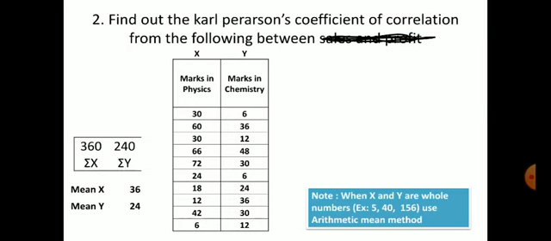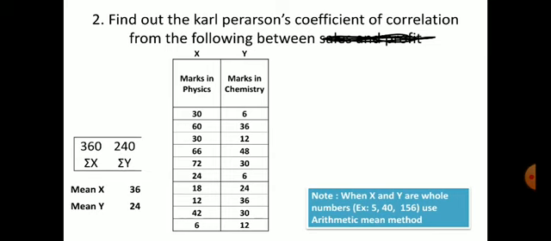Alright then, see here, between the marks in physics and marks in chemistry. What you have to do now, we are going to take a problem. First of all we have to calculate the summation x, that is the summation of all the marks in physics. If you take the summation of all the marks in physics, it is 360. Then what is the n value here? They have given 10 values. Therefore n value here is 10.